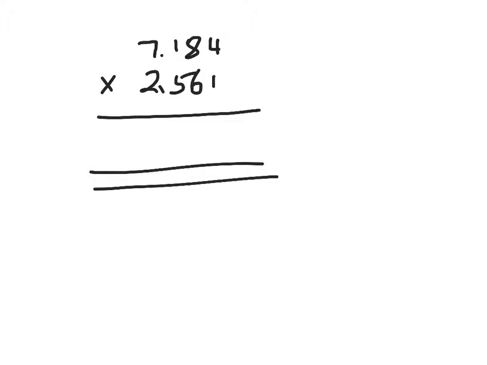Okay, so let's look at some practices. Let's start off with our multiplication. So we will have 7.184 multiplied by 2.561. So let's work out that. Go ahead and work that one out. Then what I'd like you to do would be a division, which, let's say it'll be 28 divided by 1.5. Work out that answer.